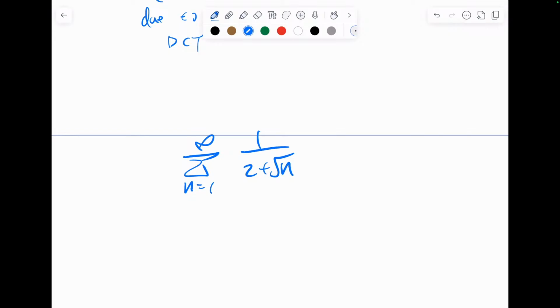For geometric. It's a smaller series. Oh, never mind.